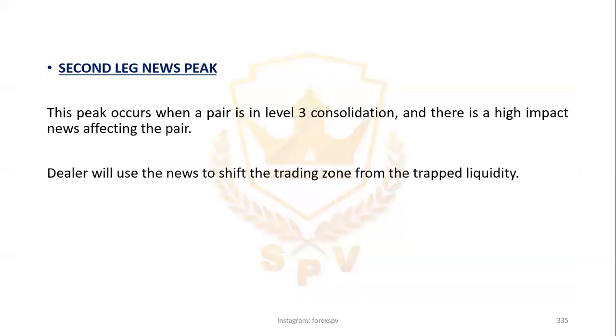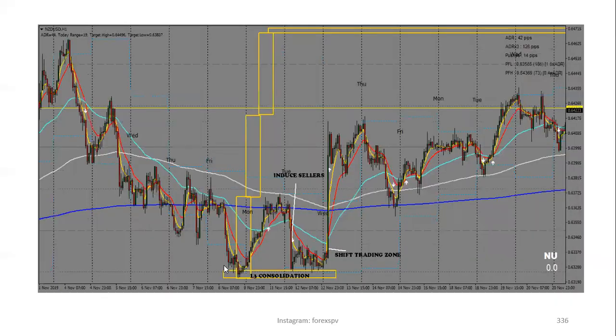For the second leg news peak, usually you would find the market consolidating around level 3. So here we had a consolidation around level 3, and there was a high impact news coming, this was NZD news. The dealer used the news to shift the trading zone. The dealer was trading going down, so we had this downtrend, and right after the news release, he used the news to shift the trading zone away from the sellers. So that's a second leg news peak, where the dealer will use the news to start the cycle.